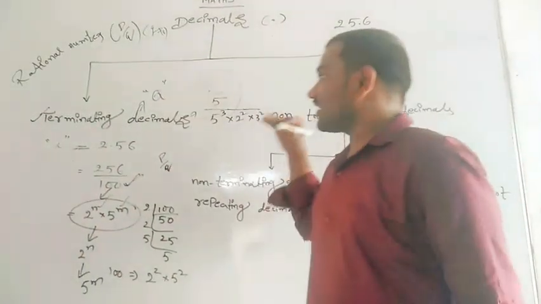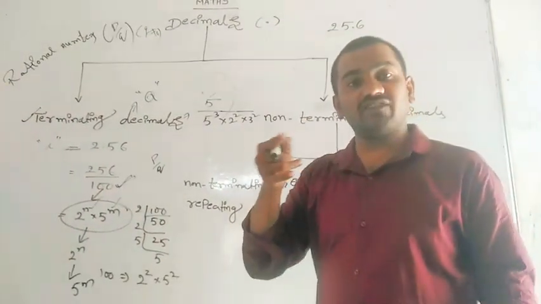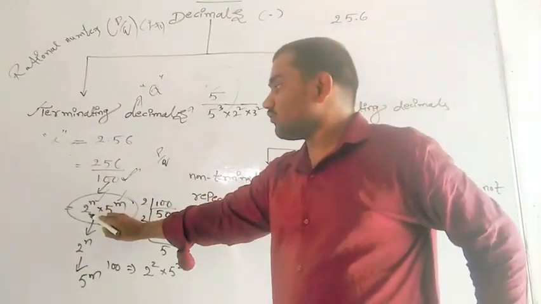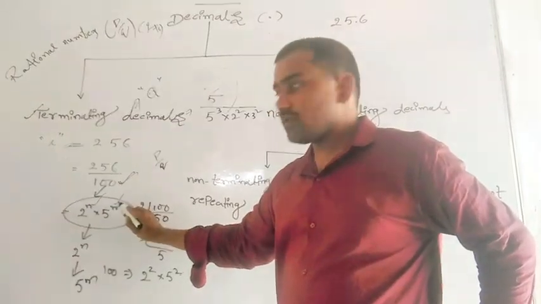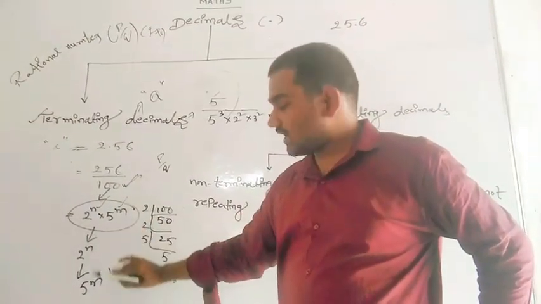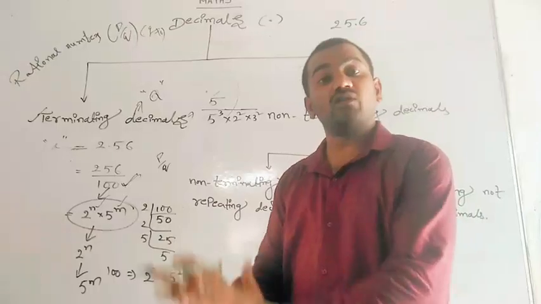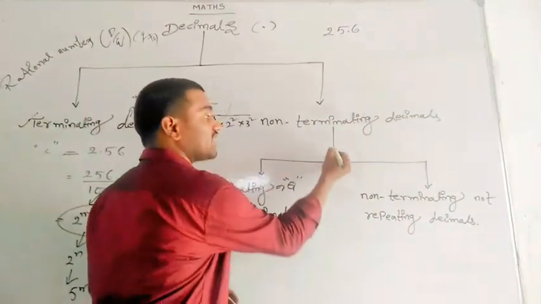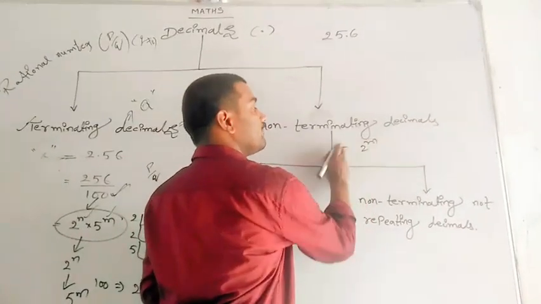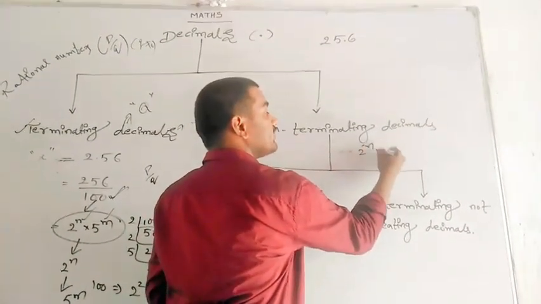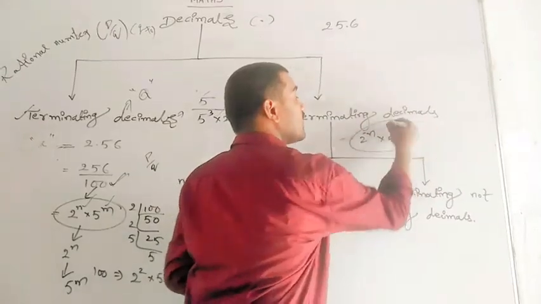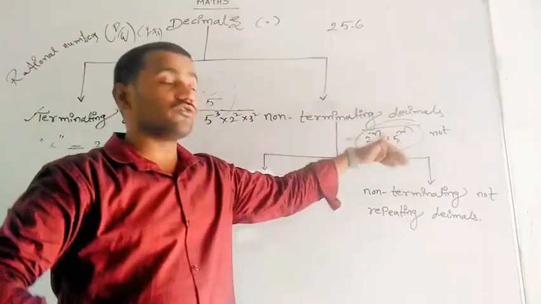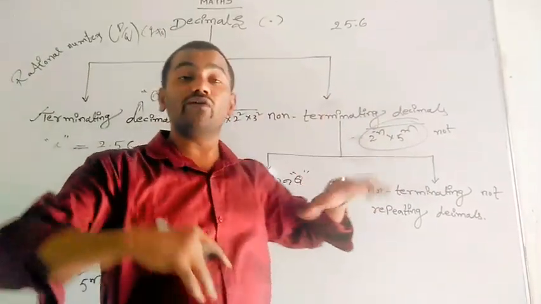Directly we can say that if the prime factorization of the denominator is in the form of 2 to the power of n into 5 to the power of m, or else 2 to the power of n, or else 5 to the power of m, they are known as terminating decimal numbers. If it is not in the form of 2 to the power of n into 5 to the power of m, they are known as non-terminating decimal numbers.